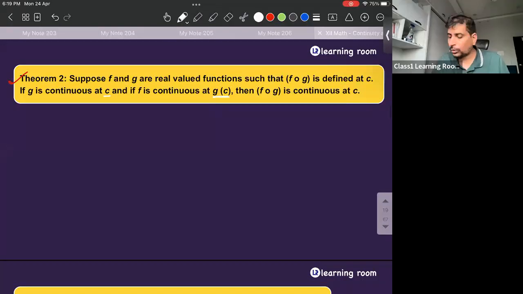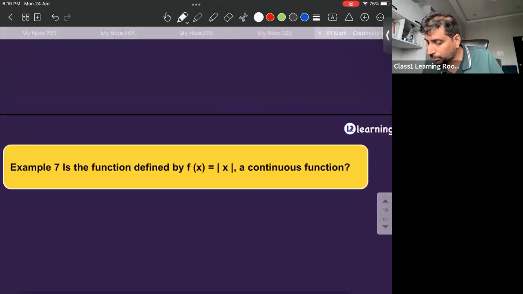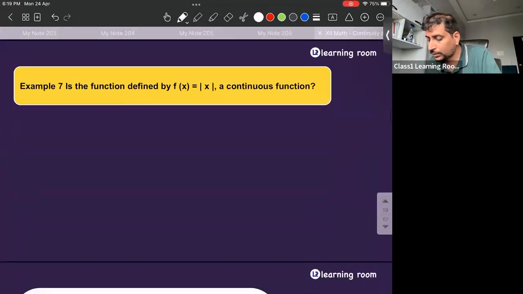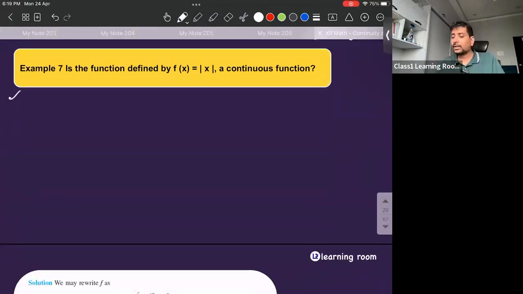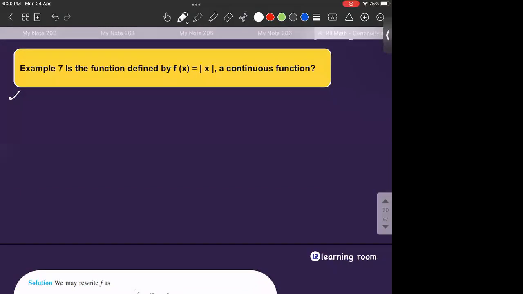Now, with all these points, we will solve a few more problems. Example 7 says, is the function defined by f of x equal to mod x a continuous function? What is your answer? Is this a continuous function? The answer is yes. How will you prove it?